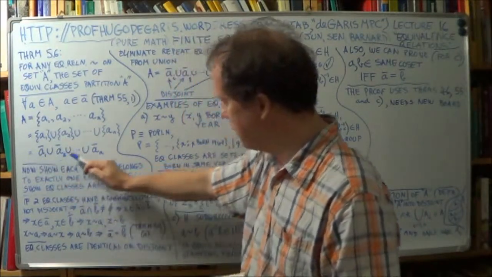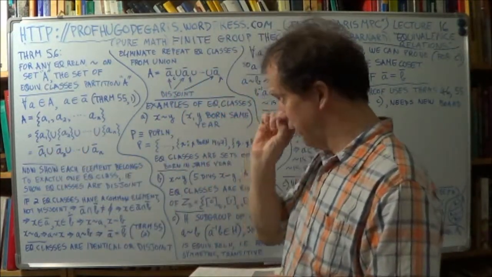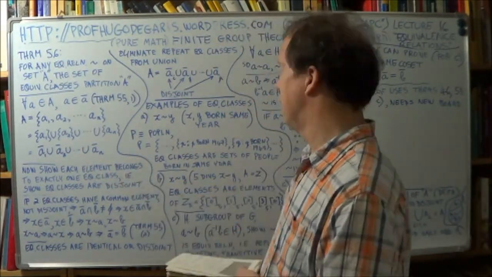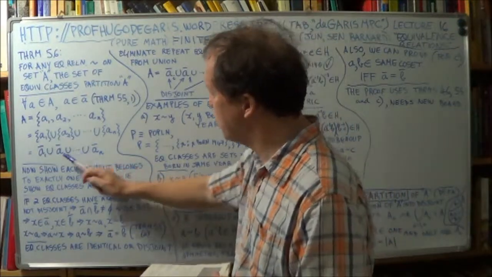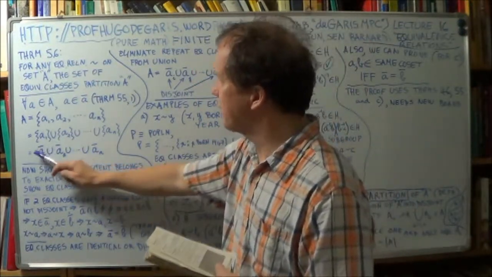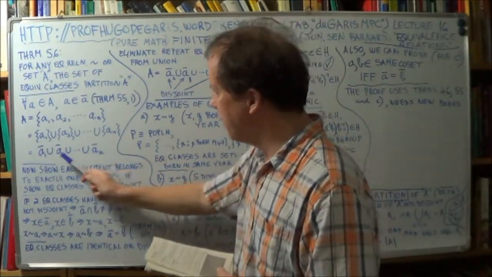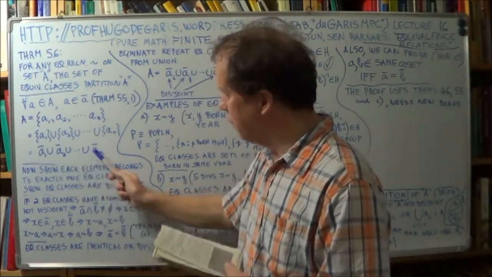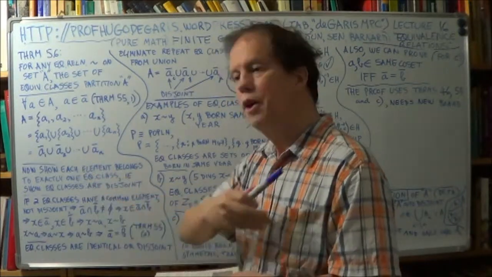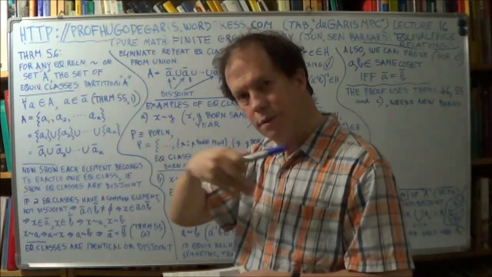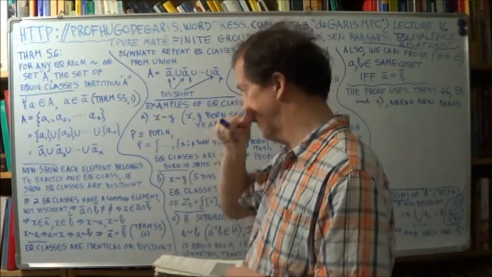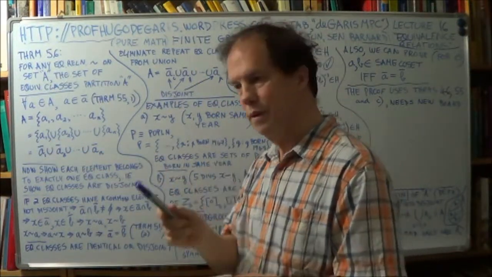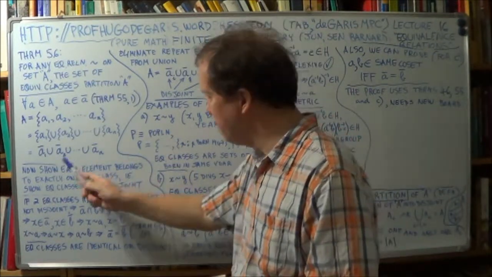Here's your A. It's a union of equivalence classes. Now they're either identical or disjoint. So if you have two that are identical, throw out the repeat class. Because your set has no repeats. All elements are distinct.